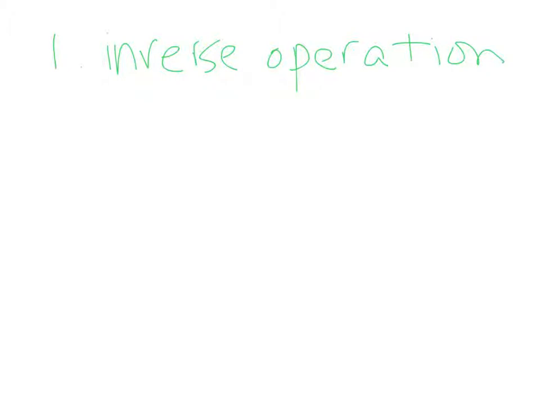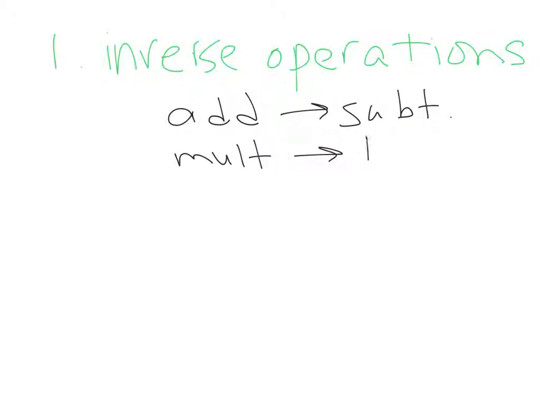Let's summarize what we've learned. Well, the first thing I want you to know is that we use inverse operations in order to isolate our variable, or to get x or whatever variable you're working on by itself. So we remember that the inverse of addition is subtraction. The inverse of multiplication is division. So this concept of inverse operations is very important to understand when we're solving.